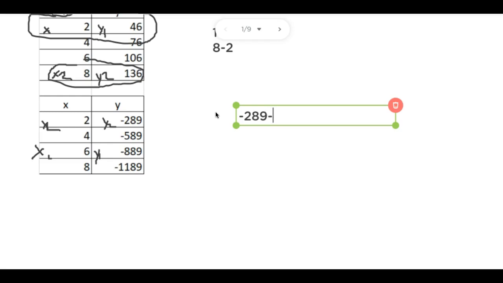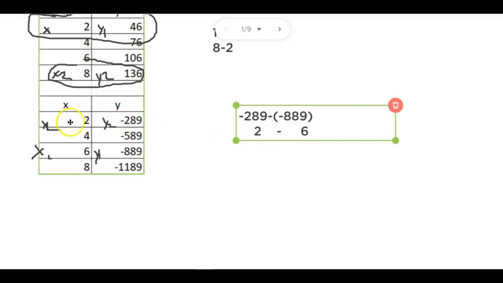Minus negative 889, and that's going to be over 2 minus 6. Now, I know that doesn't look exactly right, but it's because I have these 3-digit numbers. You can put parentheses around this if it makes it prettier for you. Make sure you have minus the negative there, because if not, it'll give you the wrong answer. The other thing, make sure that the 2 corresponds with the 289. Make sure all of that lines up, because if you don't, you're going to get the wrong answer.